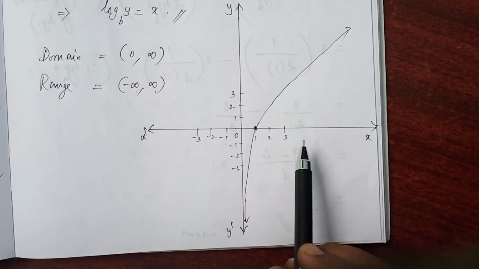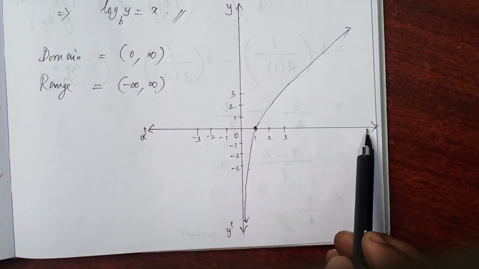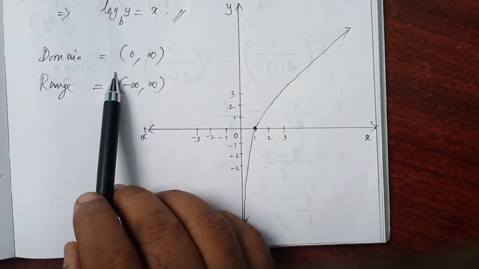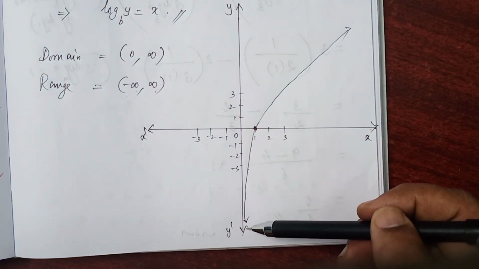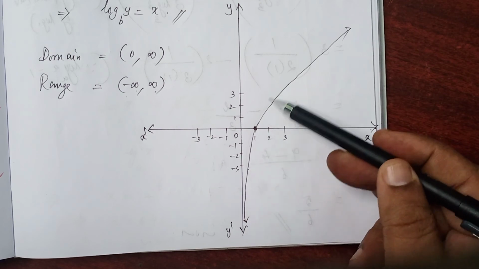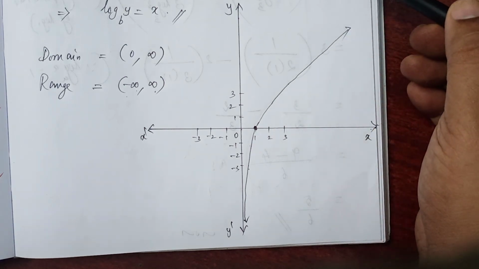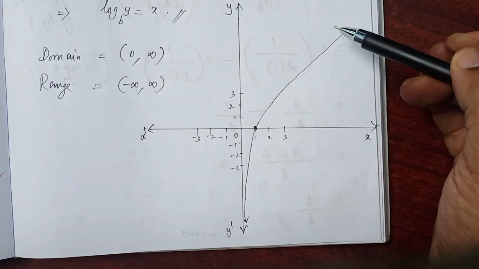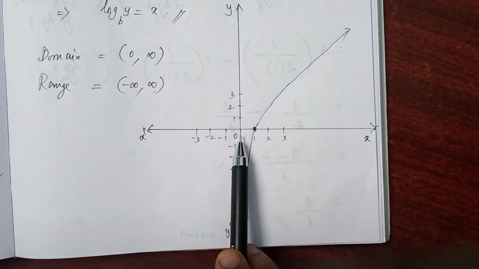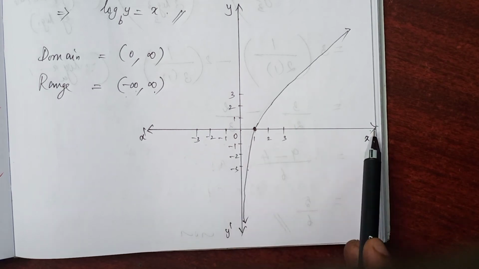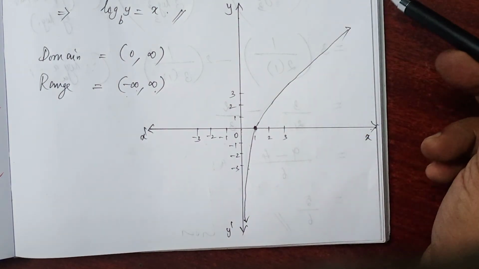Now look at the x values. Only positive real numbers between 0 and infinity. That is the domain. Now range, look at the graph. Minus infinity to plus infinity is going on. Start from here and it is going on. So minus infinity to plus infinity. So range along y-axis and domain along x-axis. So domain once again between 0 and infinity. Range, the curve lies between minus infinity and plus infinity.